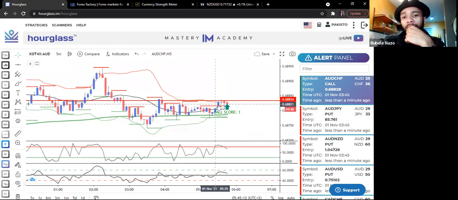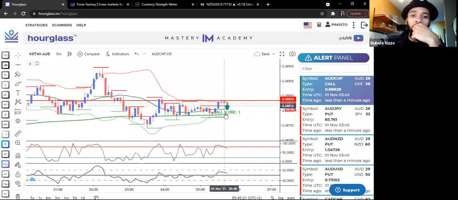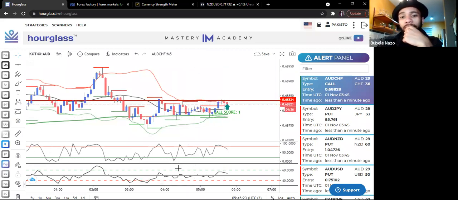So look at price over here. Can you see that price has been respecting the zone? It pushed into the zone, broke, pushed back out, opened in the new candle, pushed up into that zone, and pushed back down again on AUDCHF. We're not trading now.